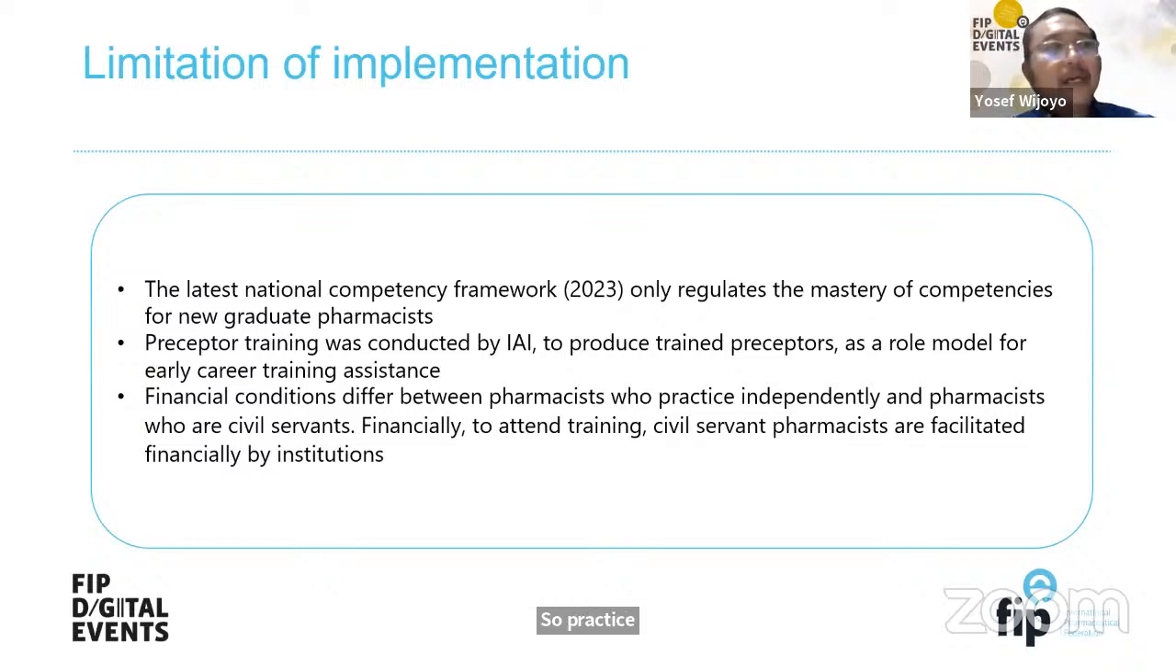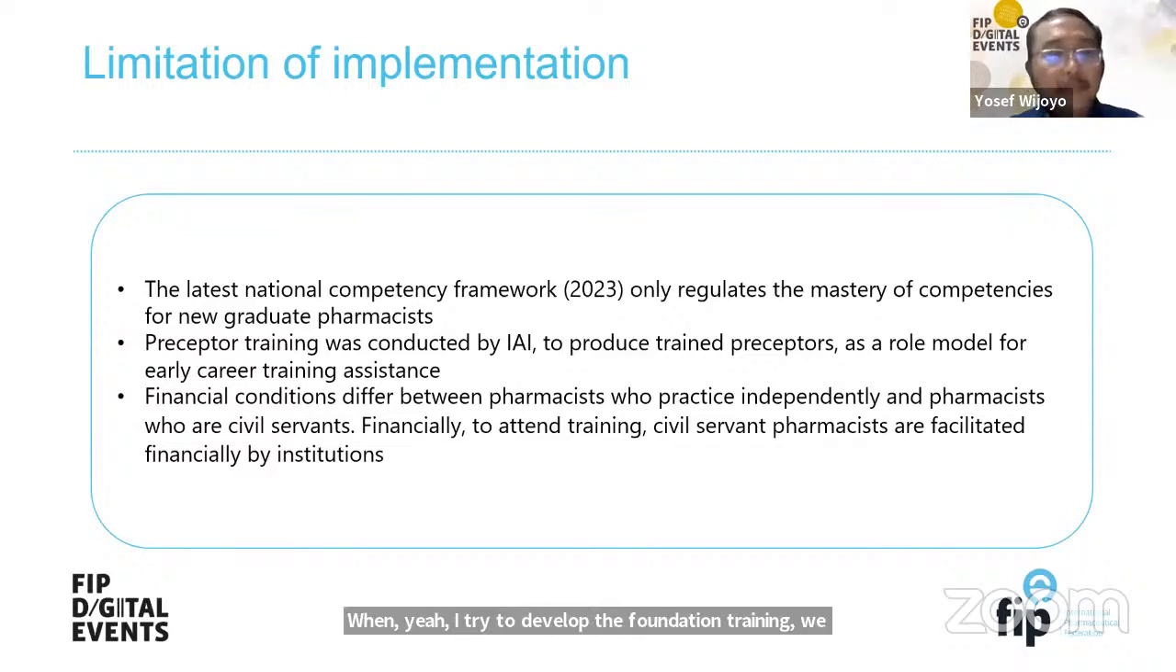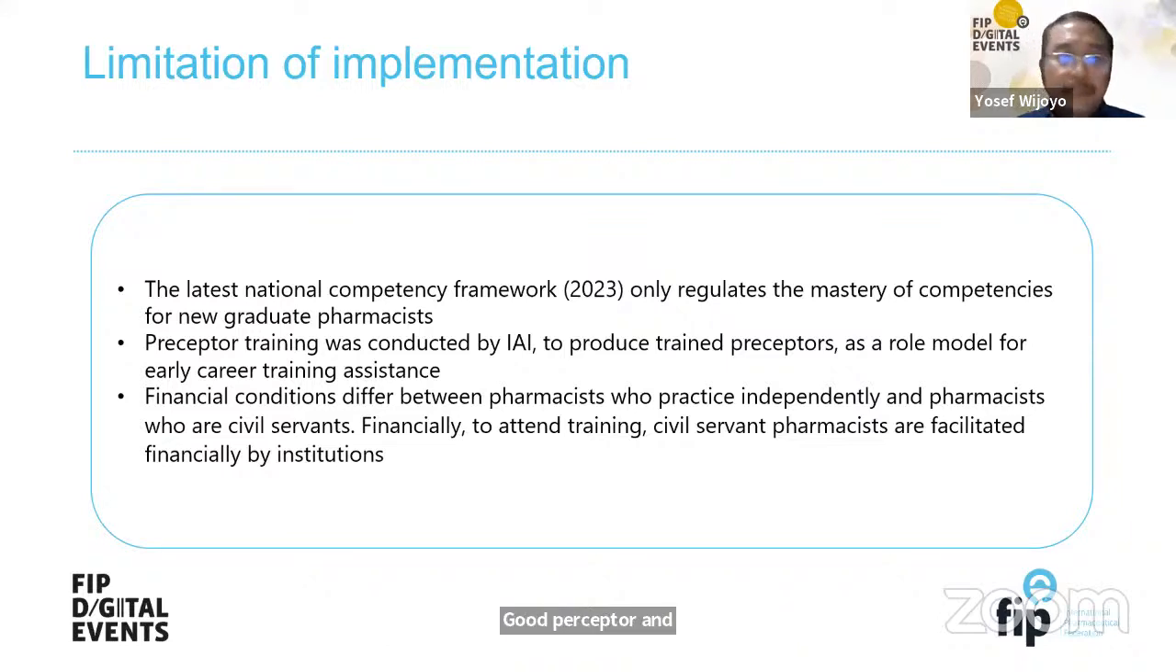When I tried to develop the foundation training, we found so many barriers of implementation. Several things that hinder early career training implementation include the absence of a competency framework for newly graduated pharmacists, good preceptors, and financial support for its implementation.